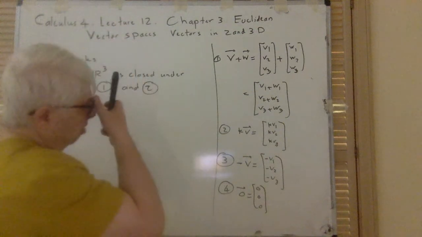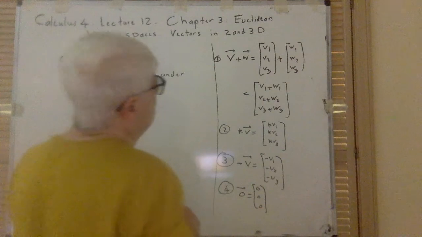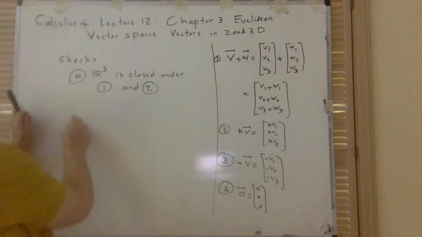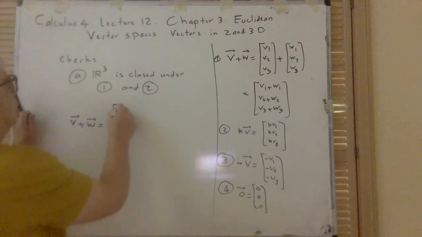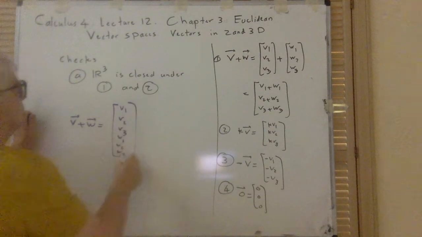So someone might say, well, I don't want to do this. Let's define vector addition. Just listen carefully. Someone might say, let's define vector addition to be this: V1, V2, V3, W1, W2, W3.